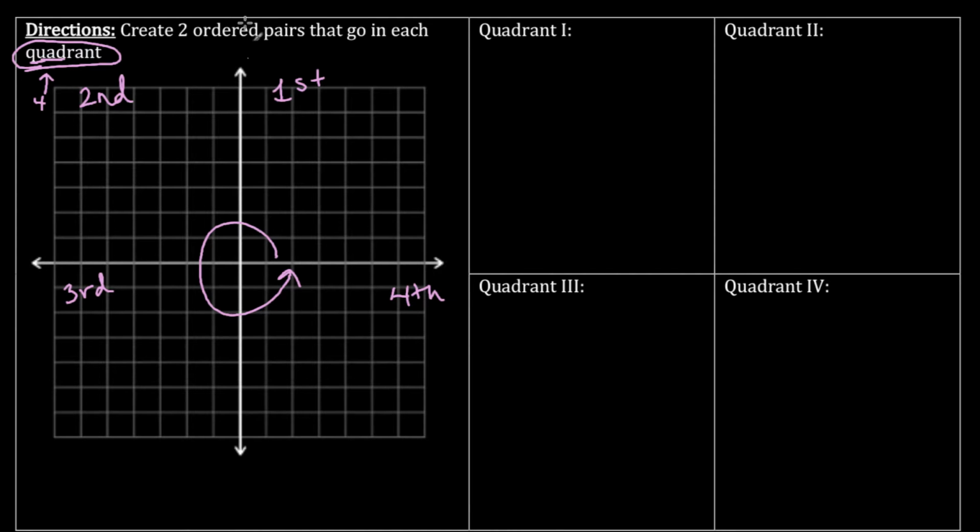Remember that the first quadrant keeps going on forever that way. Fourth is forever this way. Third is forever this way. Second is forever that way. But we don't show quadrants traditionally with like the way they look here. We put a Roman numeral, Roman number.